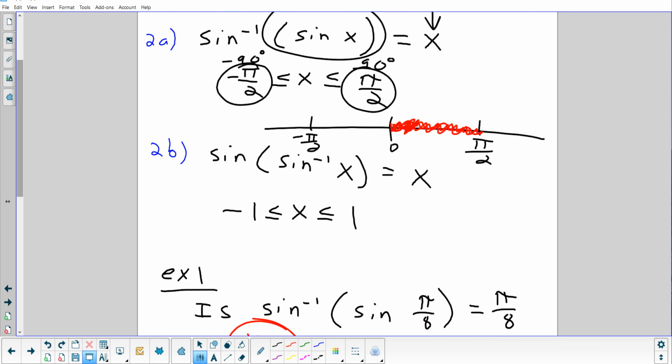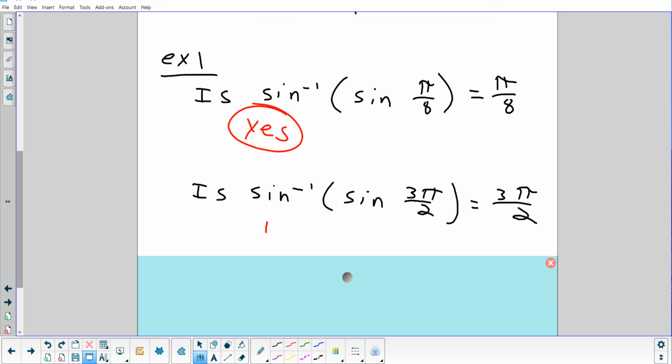How does 3 pi over 2 compare to pi over 2? It's greater. It's greater than pi over 2. Right? 3 pi over 2 is triple pi over 2. So 3 pi over 2 is way over here. Is it going to be in that red section? No. 3 pi over 2 is too big. It goes over the upper limit that you're supposed to use by 3 times as much. So the answer here is no.